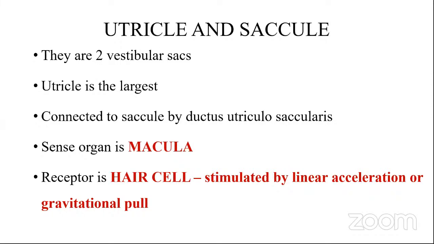So, the receptor in the macula is hair cell, and these hair cells are stimulated by linear acceleration or gravitational pull. Okay. So the sense organ is macula and the receptor is hair cell. In the semicircular canals, the sense organ is crista ampullaris and receptor is hair cell.